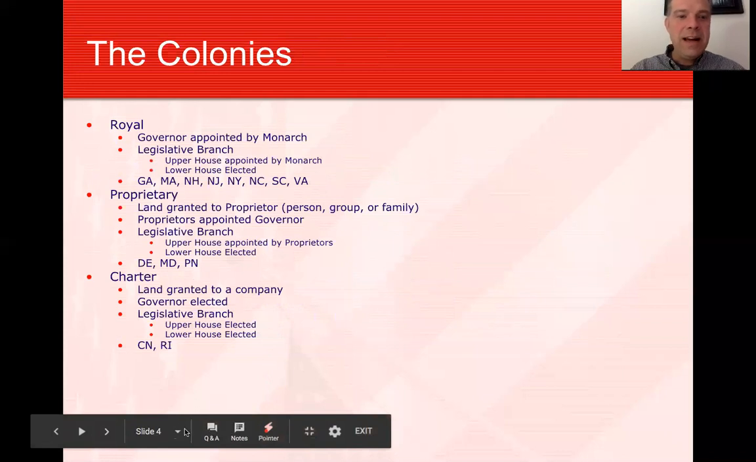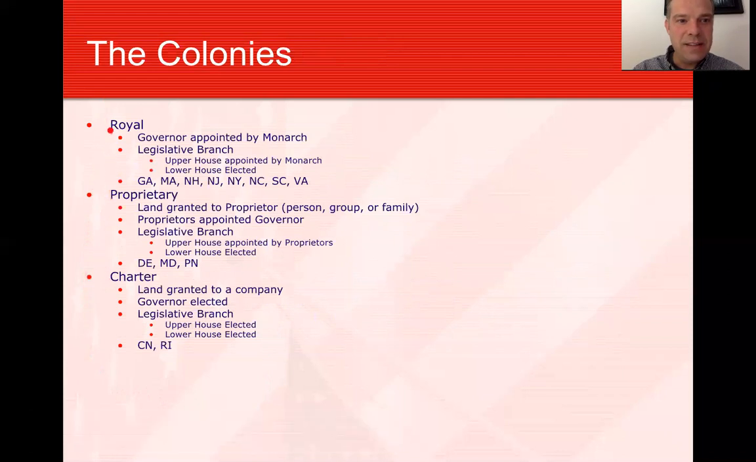This slide is not really something you need to know, but just know these three different kinds of colonies among the 13 colonies. There were the royal colonies that were governed by a governor appointed directly by the king. So these colonies, the royal colonies, were most loyal to the king, and you see who they are: Georgia, Massachusetts, New Hampshire, New Jersey, New York, North Carolina, South Carolina, Virginia.